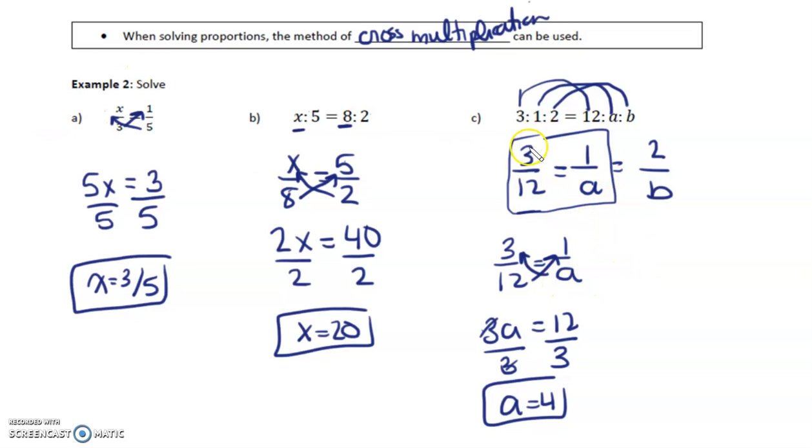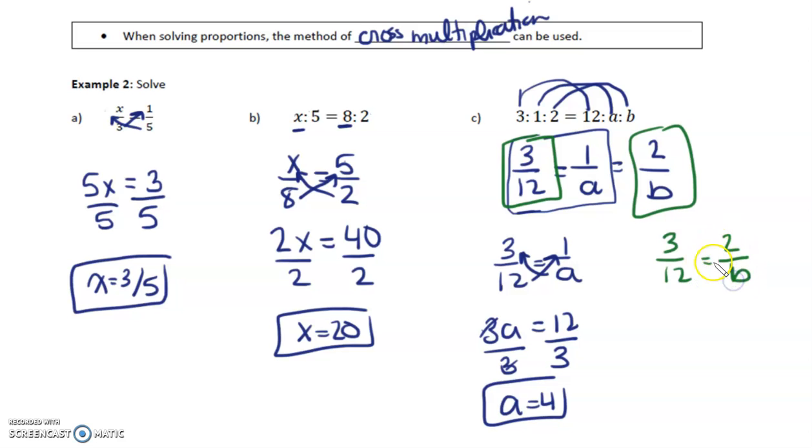Now, in another color, we're going to use 3 over 12 and 2 over B, right? We need a full ratio, the 3 over 12, and then we'll equate it to 2 over B, solve for B. So cross multiply the 12 up. 12 times 2 is 24. Cross multiply the B up, we get 3B. And divide out by 3. So we get B equals 8.